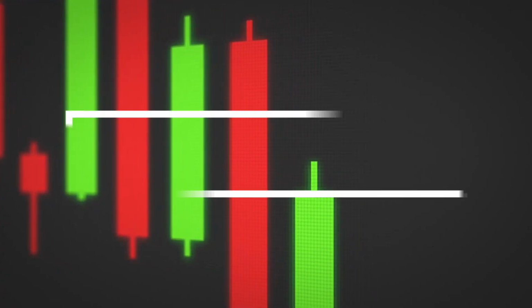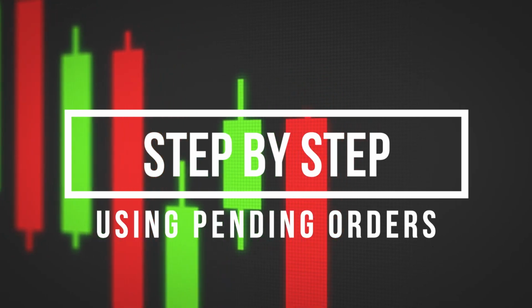Let's say we're going to be day trading. We're going to use pending orders. How do we do that? First thing we have to do is determine our desired entry point based on technical analysis, market trends, whatever you're using. Second, we got to set a buy stop order above the current market price if you're looking to go long, or a sell stop order below the current market price if you want to go short. Now, these are for breakouts.